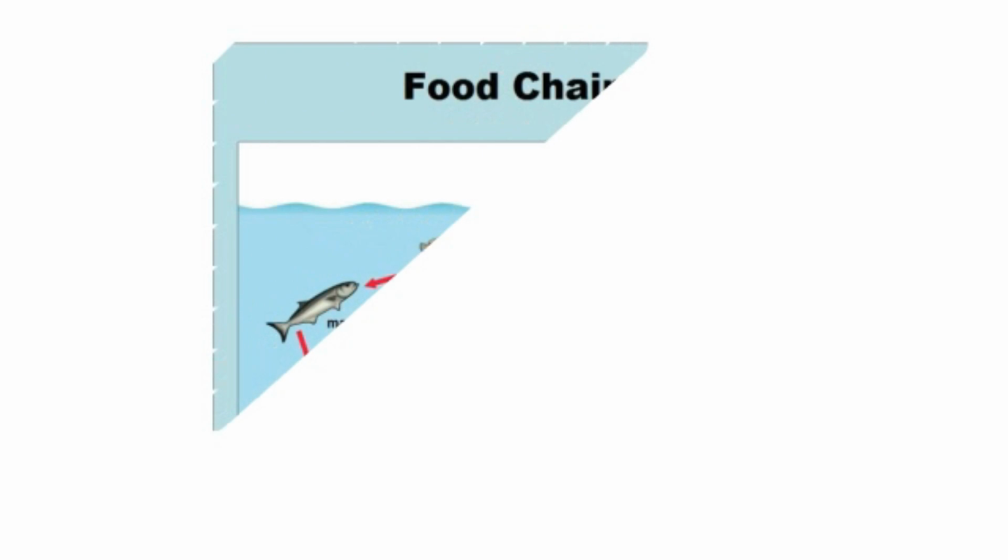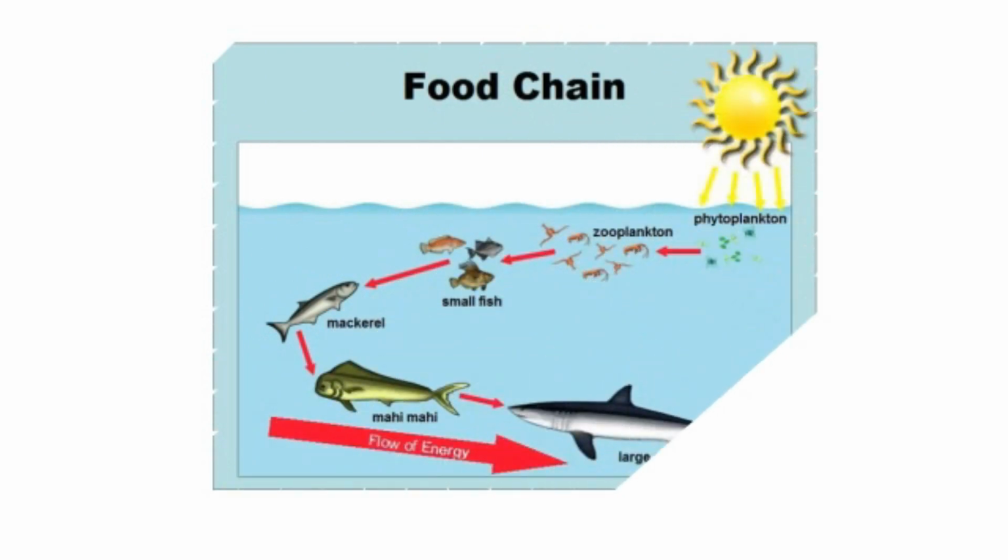Another diagram. It is a food chain in the ocean. It starts with the phytoplankton, which is eaten by the zooplankton. The zooplankton is eaten by the small fish. The small fish is eaten by the mackerel. The mackerel is eaten by the mahi-mahi, and the mahi-mahi will be eaten by the large sharks.